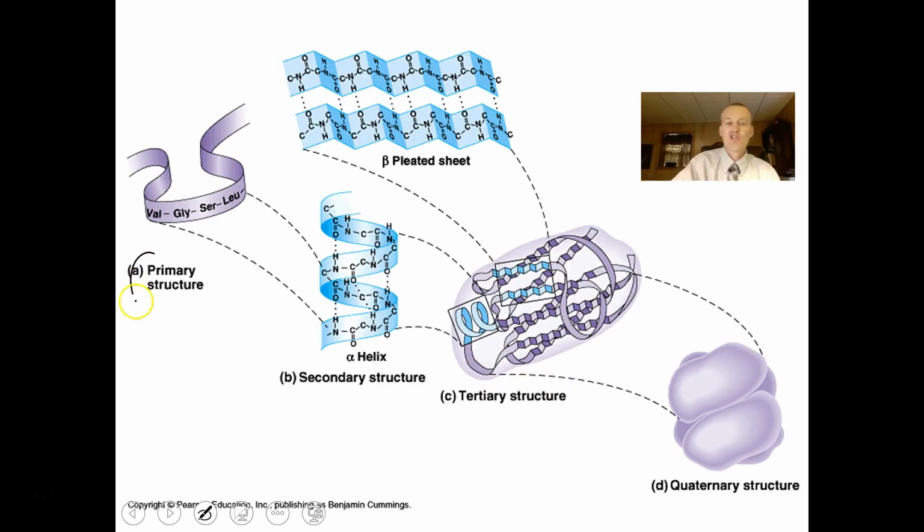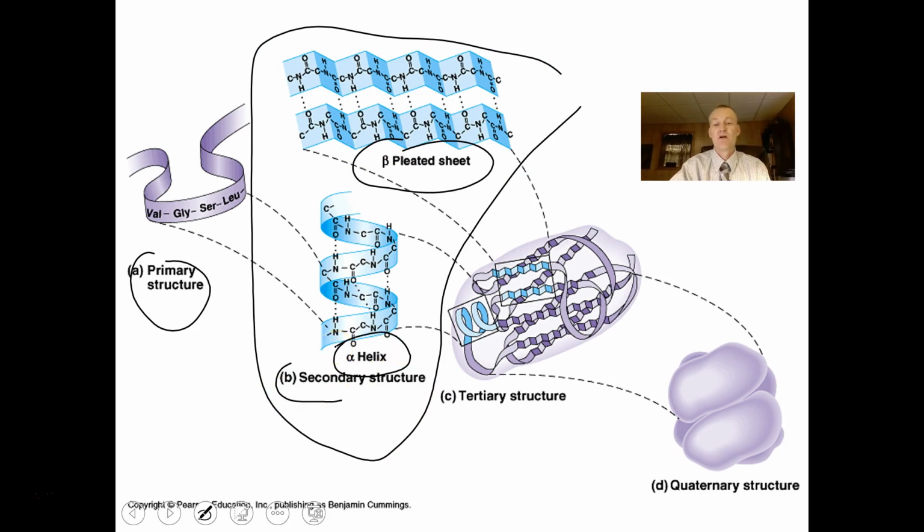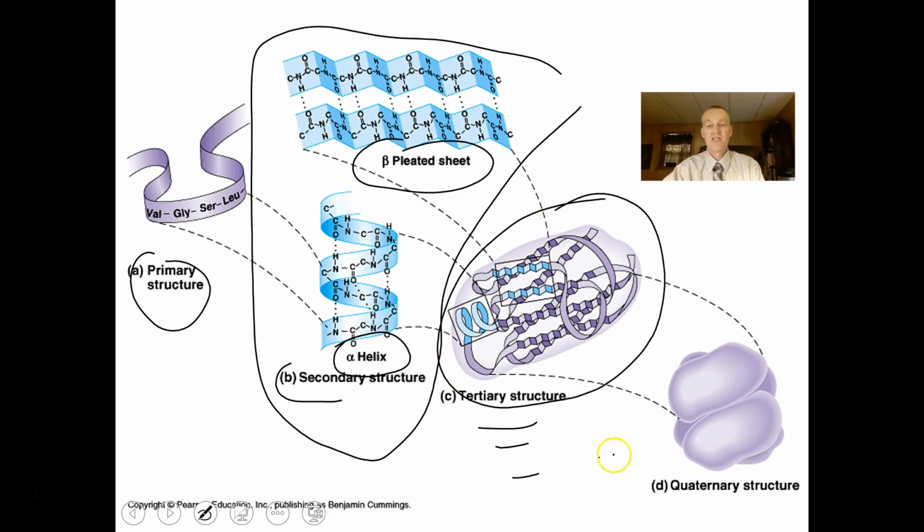So this is just a graphic showing you primary structure, just a linear sequence of amino acids. Secondary structure showing you how it can form beta-pleated sheets and alpha helices because of hydrogen bonds. All those other bonds and interactions will form a 3-dimensional final structure of a protein, and then if you have more than one protein added together, you can have quaternary structure.